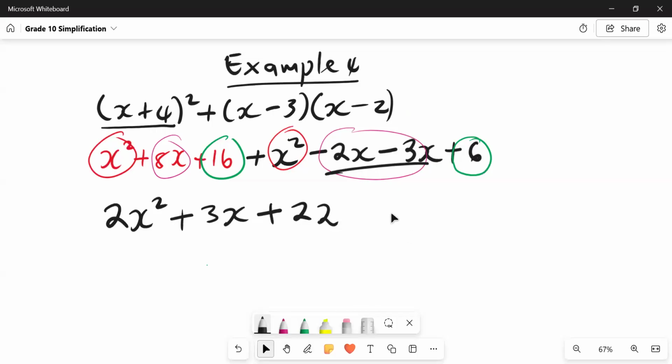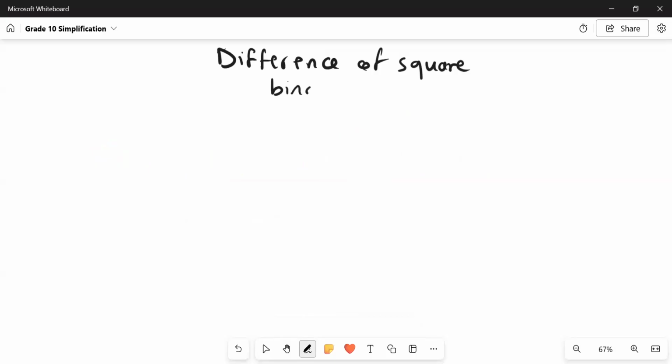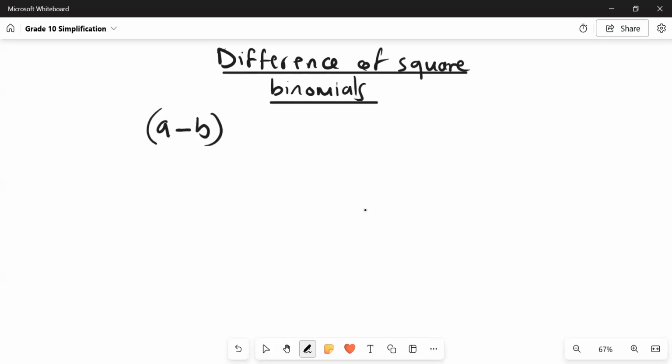The difference of square binomials. Now, what do I mean by that? So let's say, for argument's sake, you have your a minus b, then your a plus b equals to. How do we go about simplifying this thing?